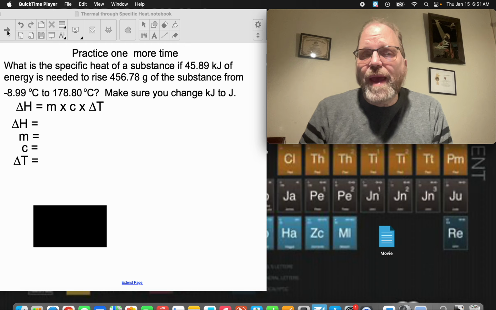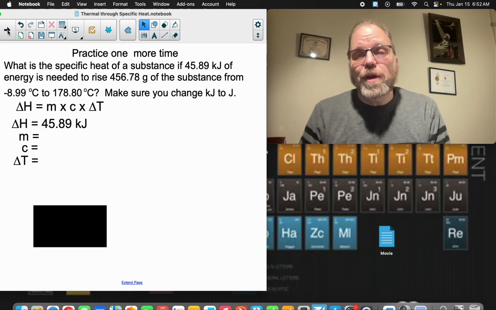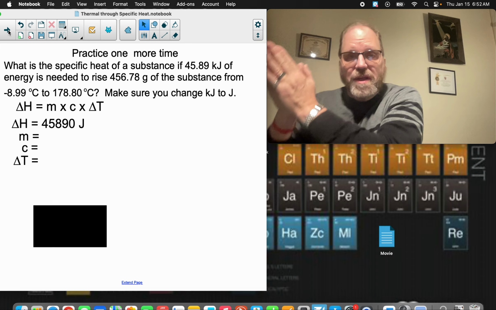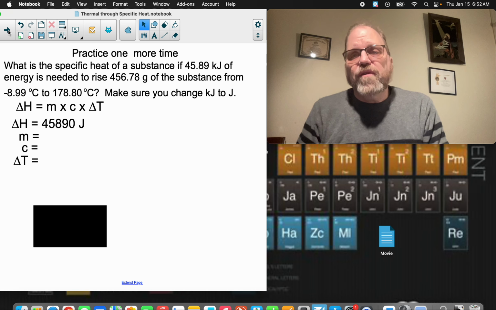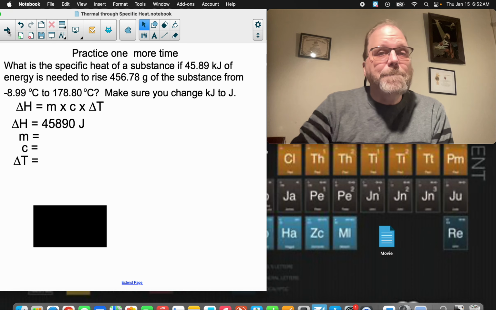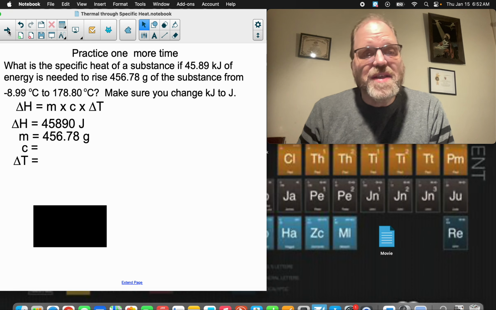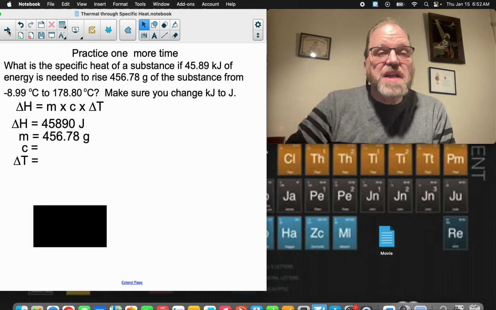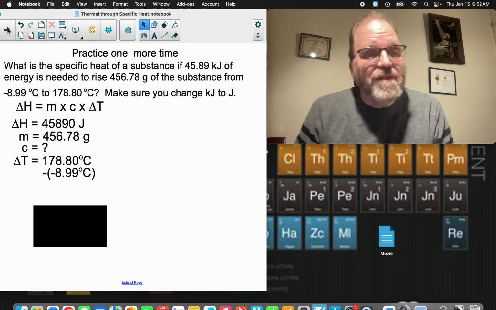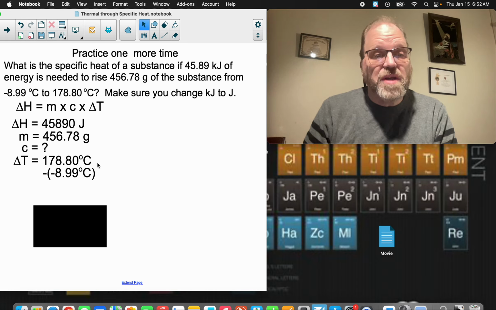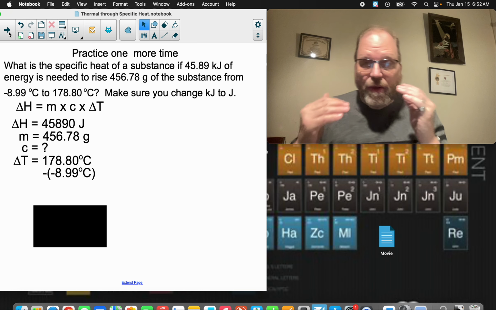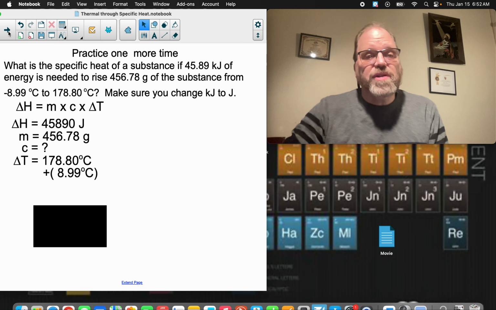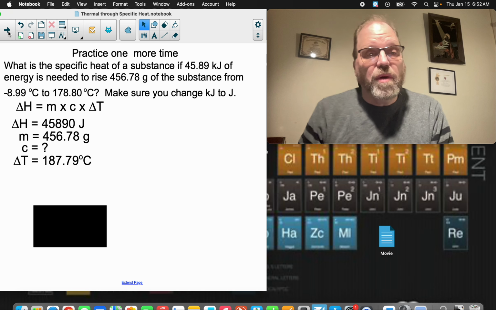Delta H is 45.89 kilojoules. We want that in joules, so we're going to move it 3 places to the right to get from kilojoules to joules. We have 45,890 joules. Mass is 456.78 grams. C is what we're looking for. That's our unknown. And then a temperature change, where we're going from 178.80 degrees Celsius to a negative 8.99. A negative of a negative, opposites, turns into a plus, so we're actually going to add those. We're going to get 187.79 degrees Celsius.